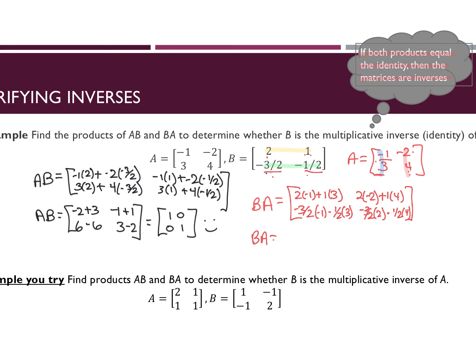So B times A, first row, -2 plus 3 and -4 plus 4. Second row, 3/2 minus 3/2, and 3 and -2, which also gives us the identity matrix. So we can say, yes, they're inverses.